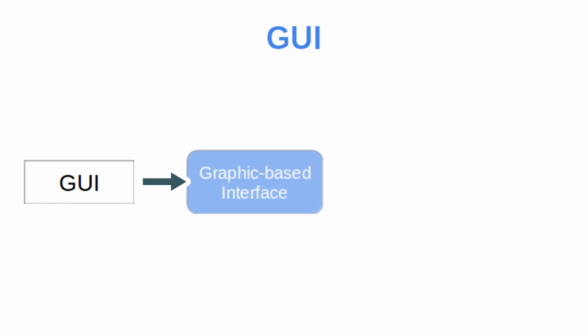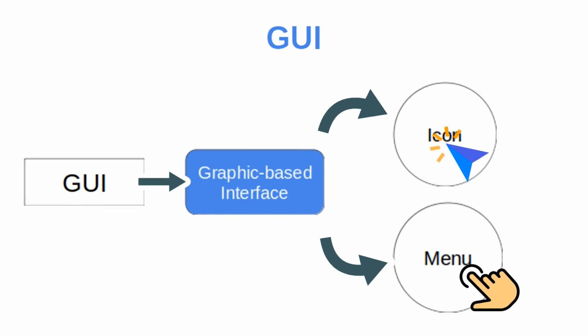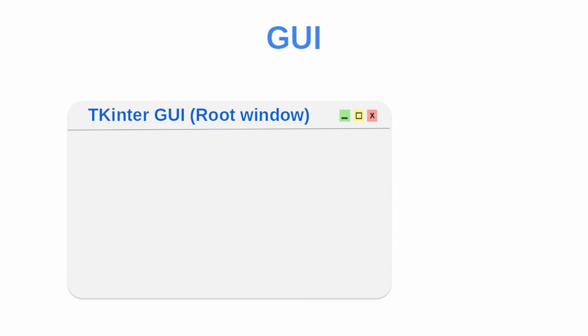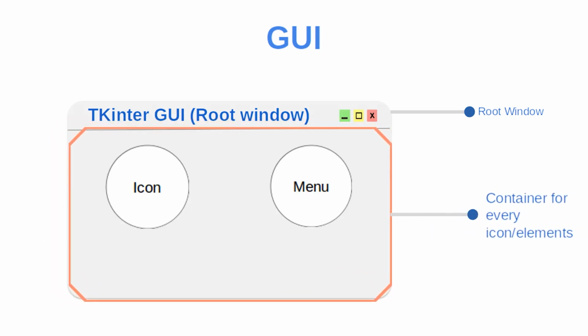GUI. Graphical User Interface. GUI is a graphic-based interface, where the user interacts with the system by clicking or touching icons and menus. Every Tkinter GUI application has a root window. Every other icon, menu and element is contained inside the root window.